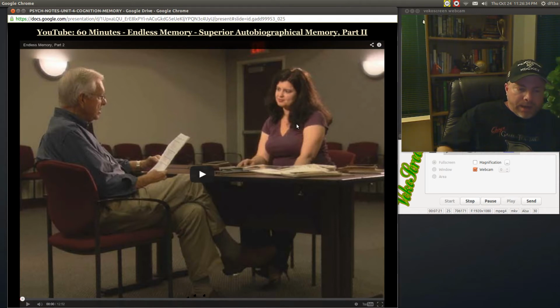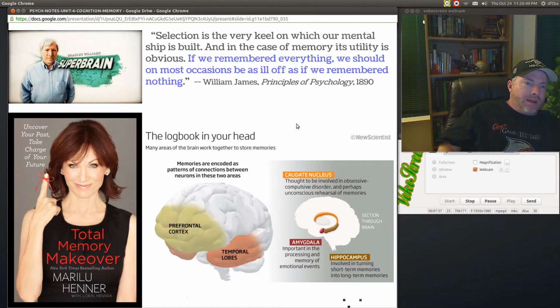But keep in mind that we study disorder many times in psychology so that we can trace it back, in a kind of backwards design, and try to figure out how a healthy person would operate and function. William James said, "Selection is the very keel on which our mental ship is built, and in the case of memory, its utility is obvious."